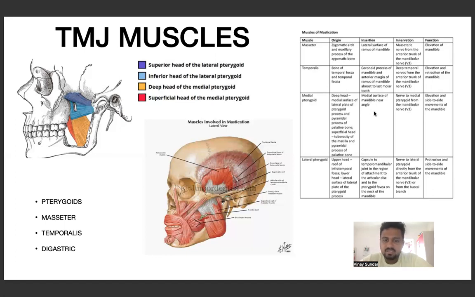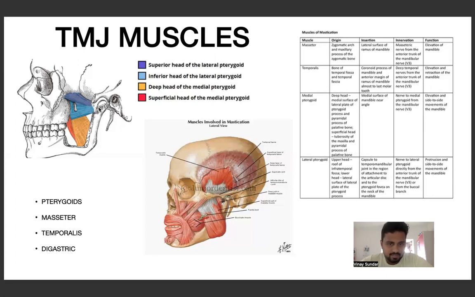That's why you generally see the deep head and superficial head of the medial pterygoid, the inner surface. Can you see the one in red and orange in color? With respect to the lateral pterygoid, it's very close here. That's why any question related to the muscle and temporomandibular joint, the answer is lateral pterygoid.